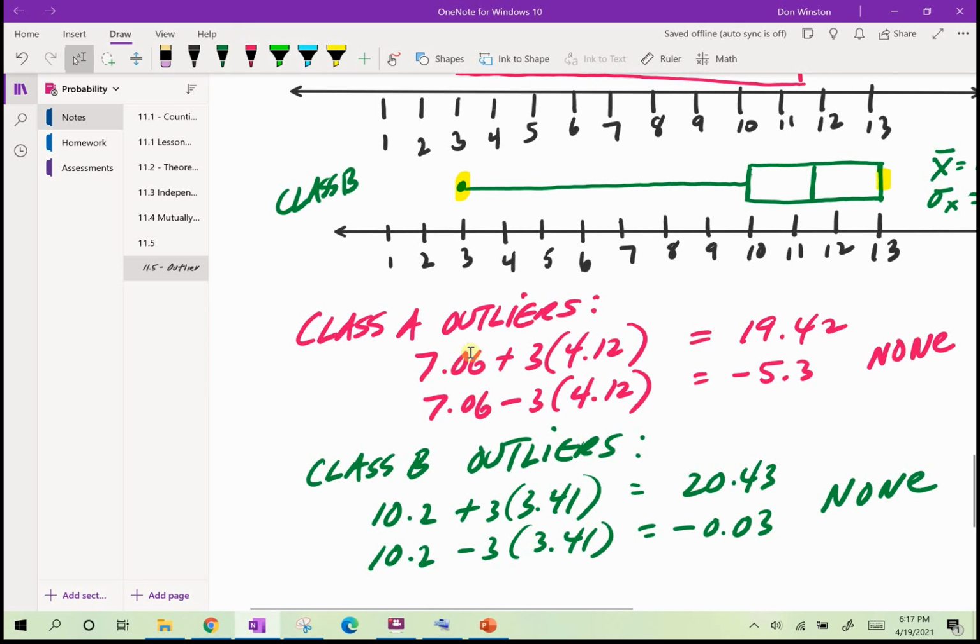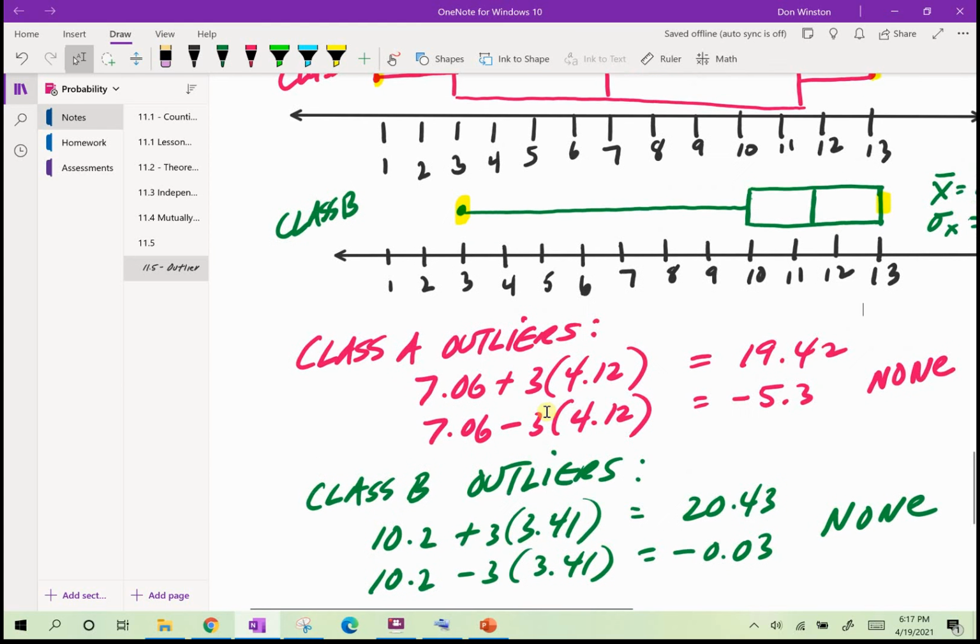So that's how we determine the outliers. We take the mean and we add 3 standard deviations and the mean minus 3 standard deviations. And if we have a data value that falls outside that range, then those are considered outliers.